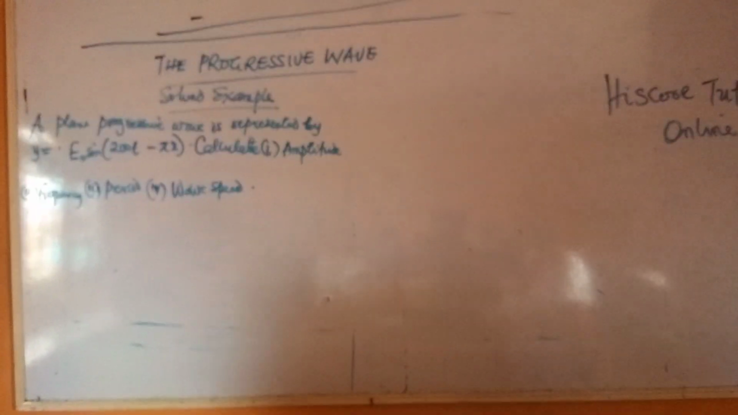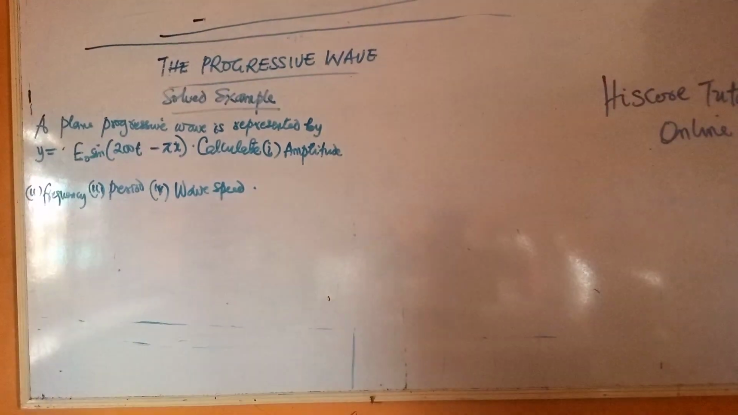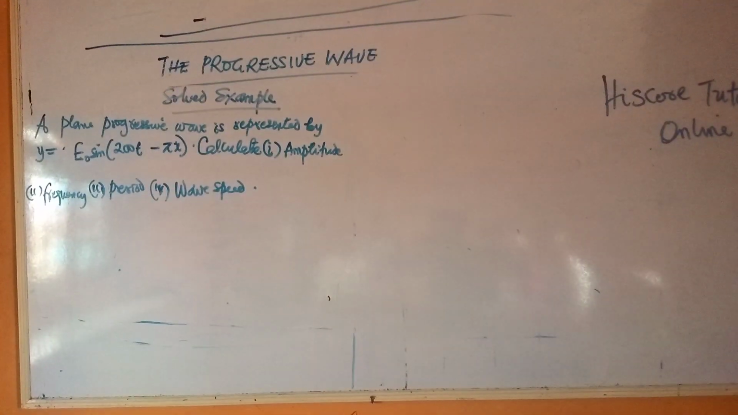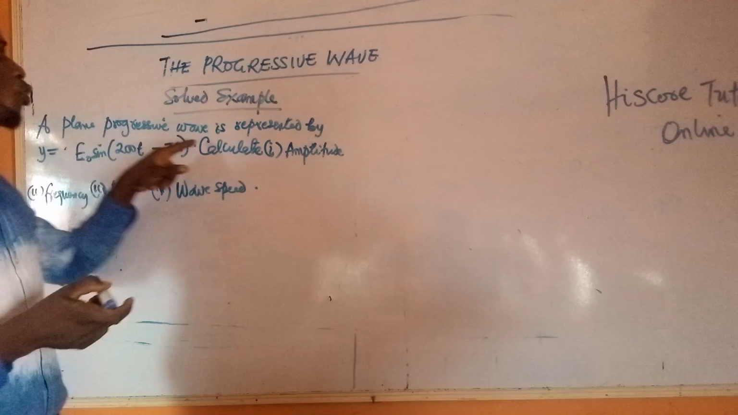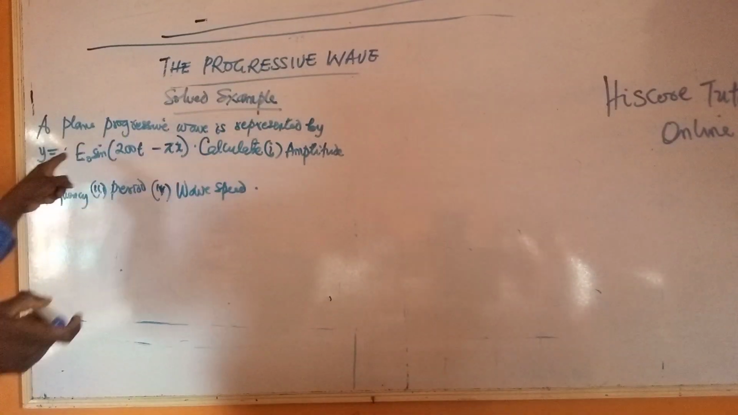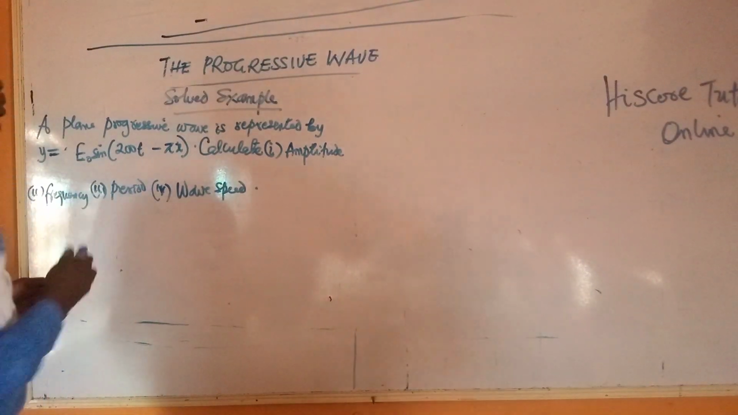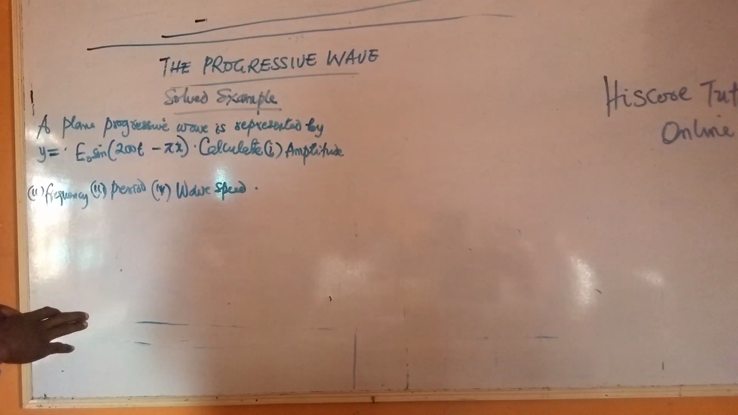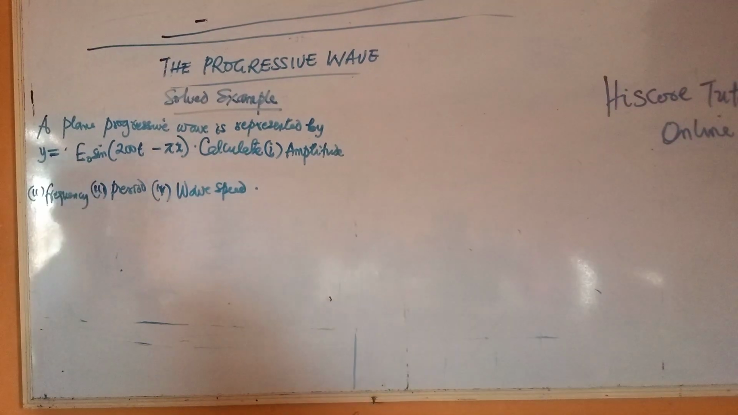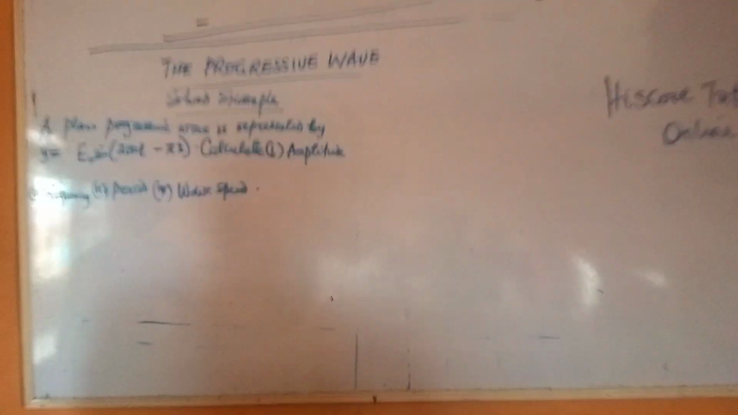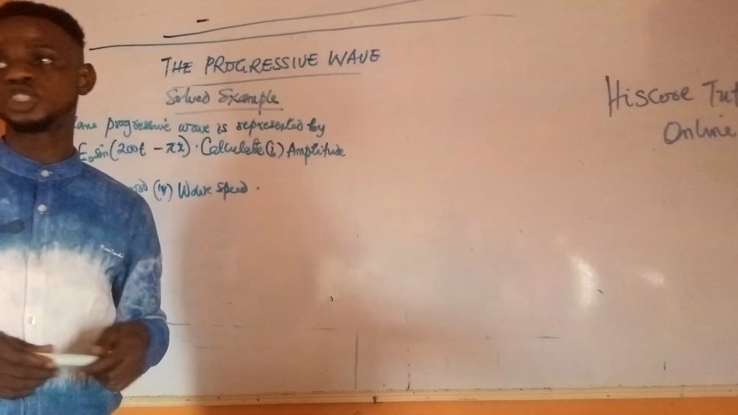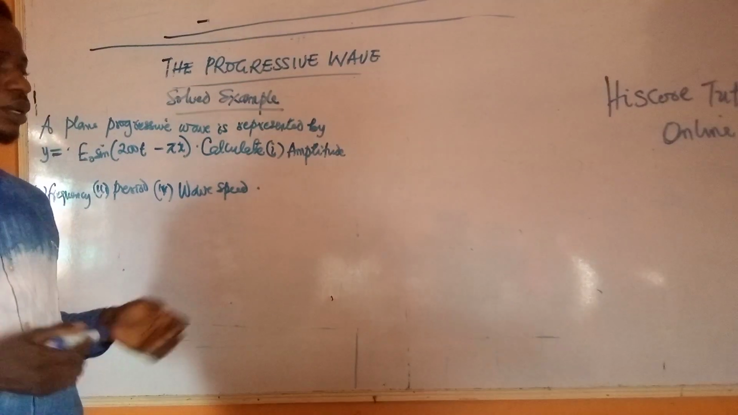Now we have a solved problem. We have an example in progressive wave. It says a plane progressive wave is presented by the formula y equals E naught sine (100t minus pi x). Calculate (I) amplitude, (II) frequency, (III) period, then (IV) wave speed.